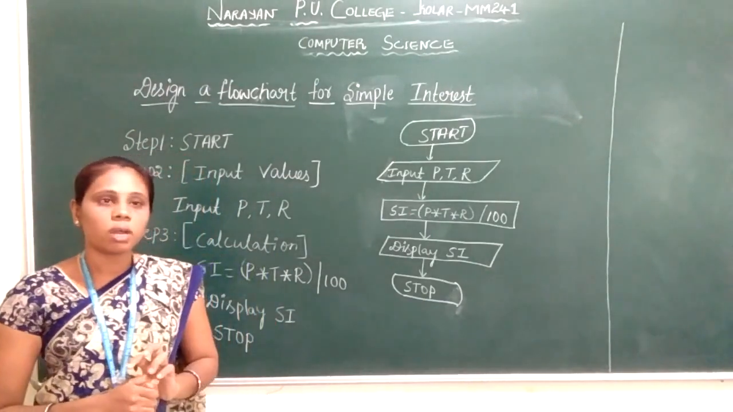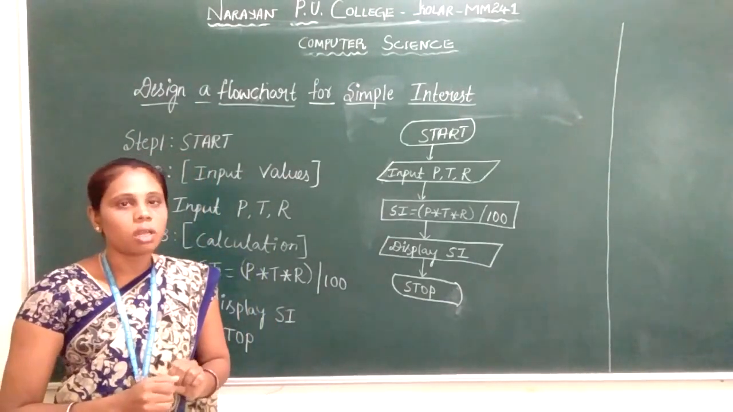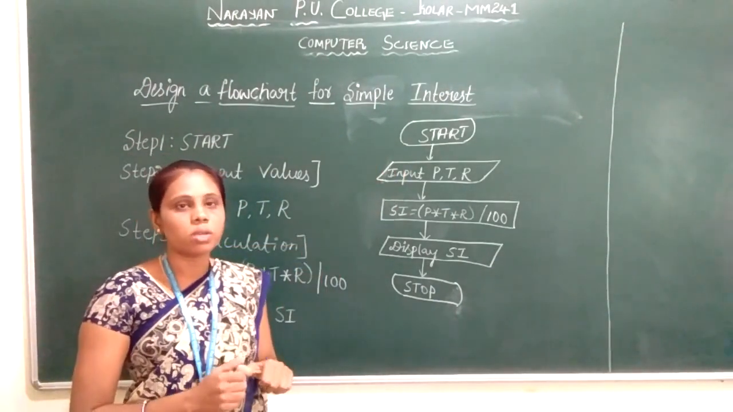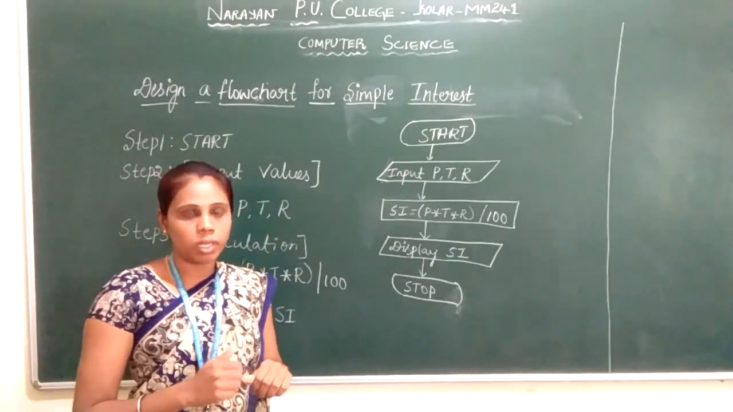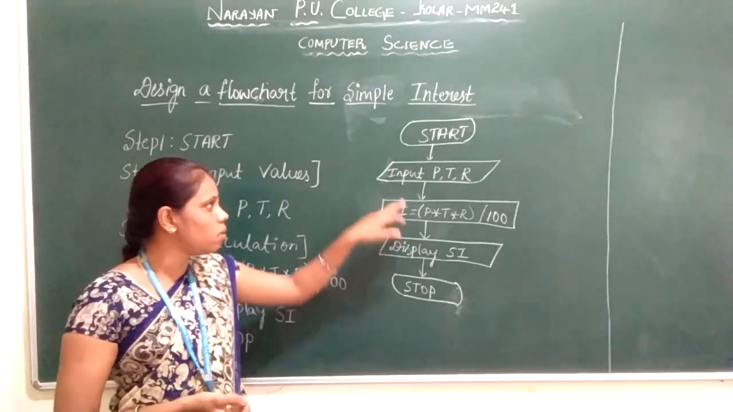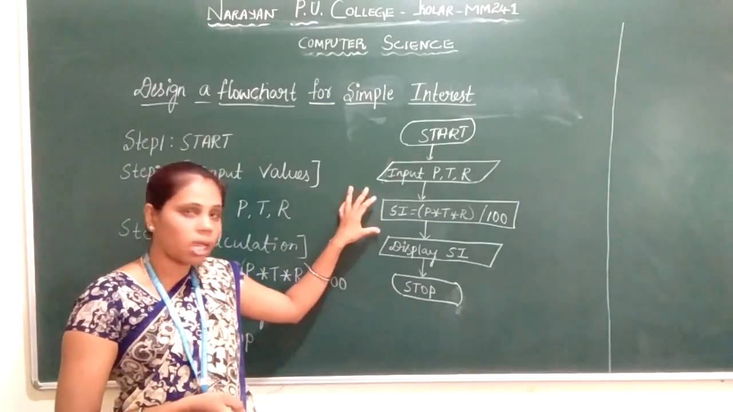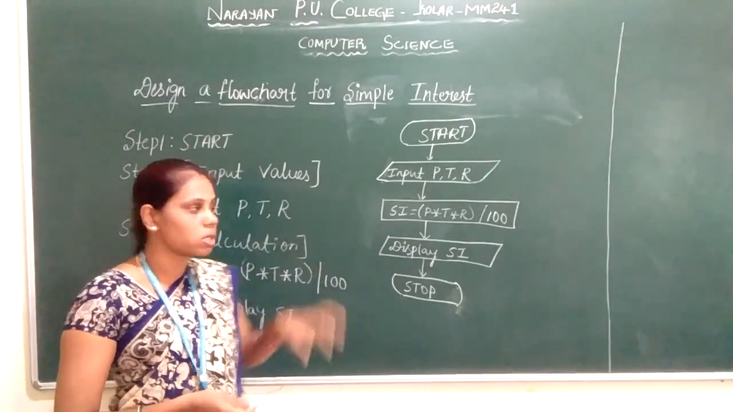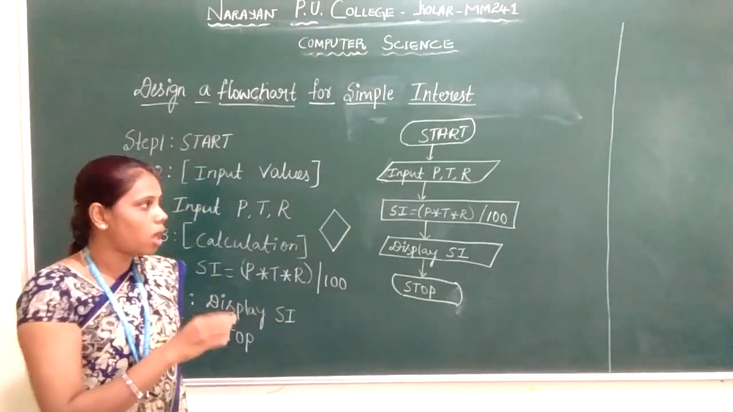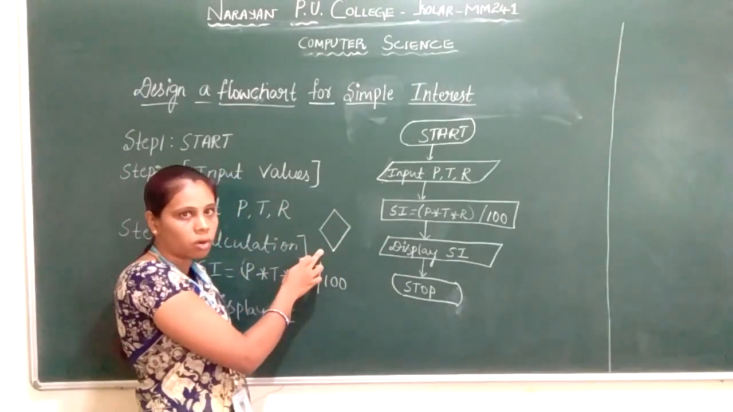So in flowchart we have discussed about the symbols. The symbols used in flowchart. The oval symbol is used for start or end. For any input or output we use a symbol called parallelogram, and for calculations we use rectangle symbol, and rhombus we were using. Rhombus is for decision making. See, when we have more than one choices in any program, we use this symbol rhombus.